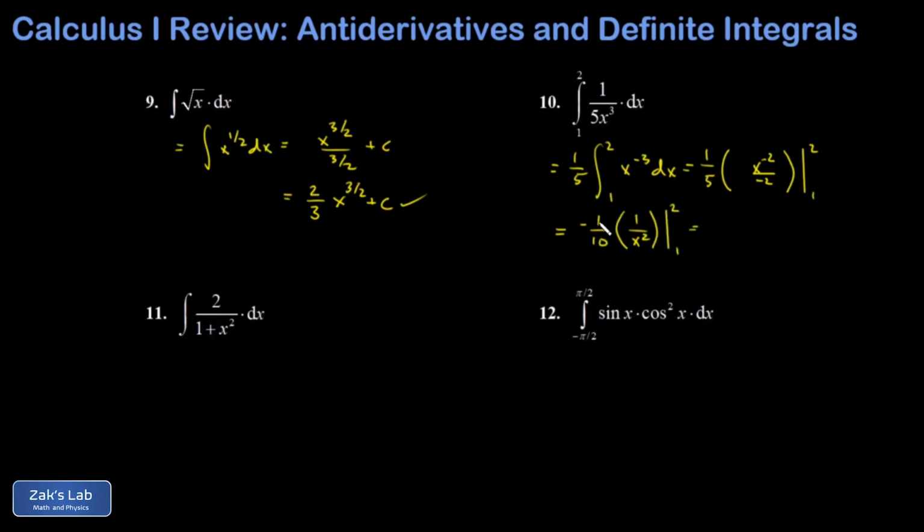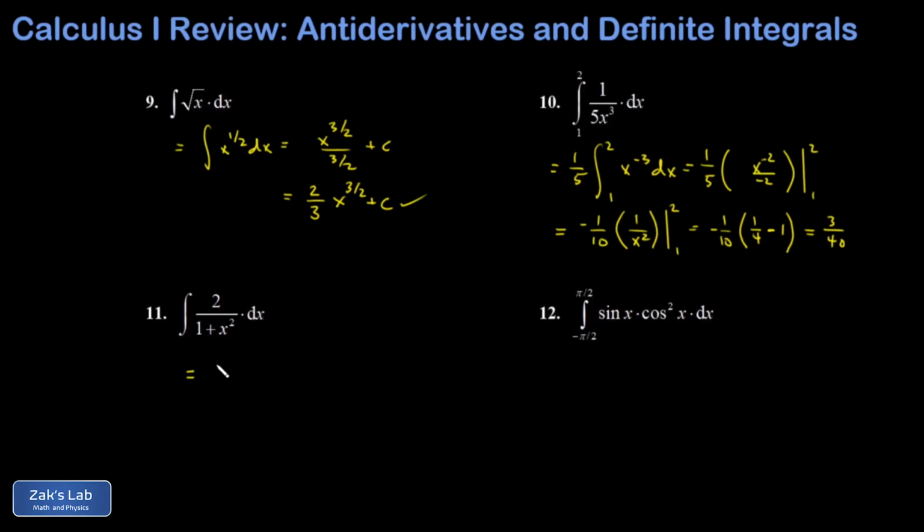Now I can sub in my upper and lower limits. And 1 over 2 squared is 1/4. 1 over 1 squared, that's just 1. And in those parentheses, 1/4 minus 1 is negative 3/4. Multiplying that by negative 1/10, I get 3 over 40.